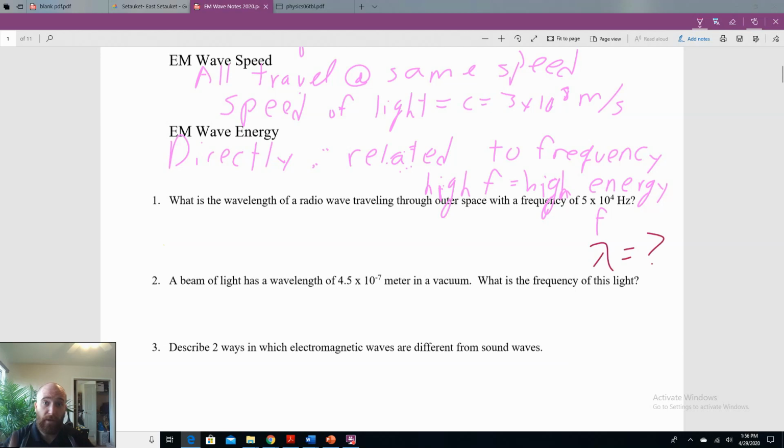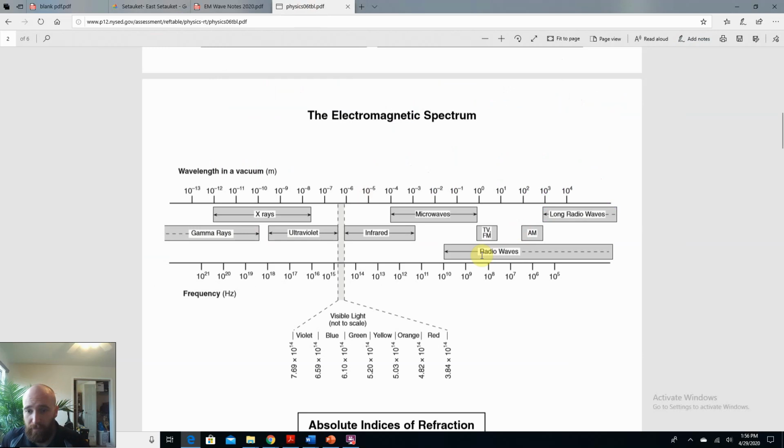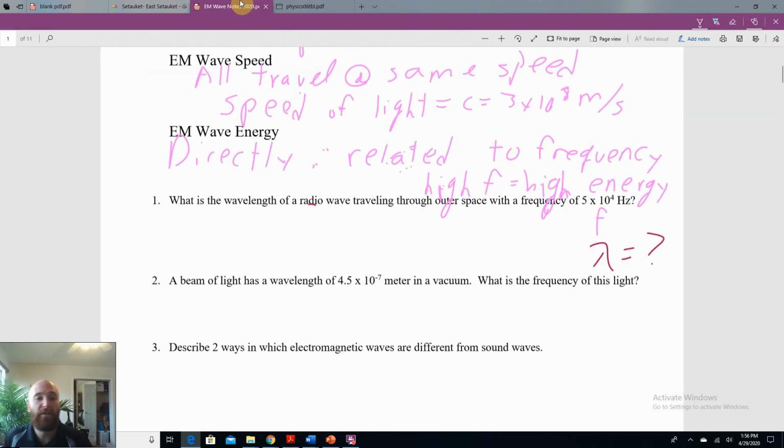But we do know that all electromagnetic waves, which includes radio, you can tell because if we go to our spectrum, radio waves, all of these waves have the same speed. We give it a special symbol, c, and it's 3 times 10 to the 8th meters per second.